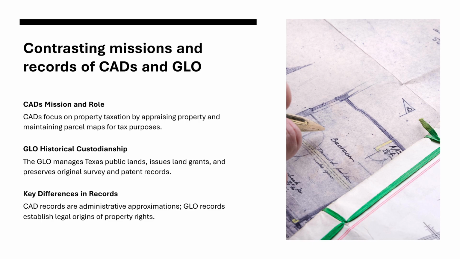This difference is critical. CAD parcel lines are administrative approximations. GLO records, on the other hand, document the very origin of property rights in Texas. These are not approximations. They are the foundation. If you want to trace the chain of title for a tract back to sovereignty, you must go through the GLO archives.